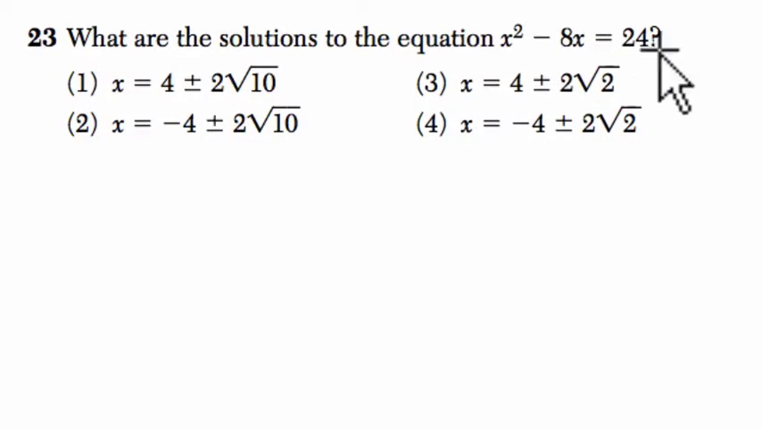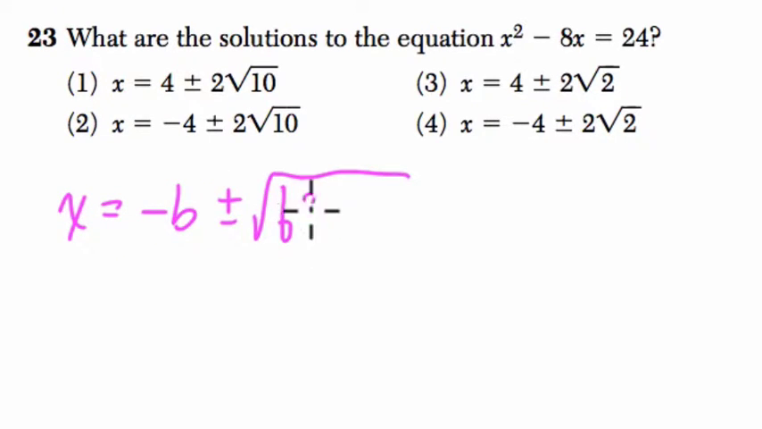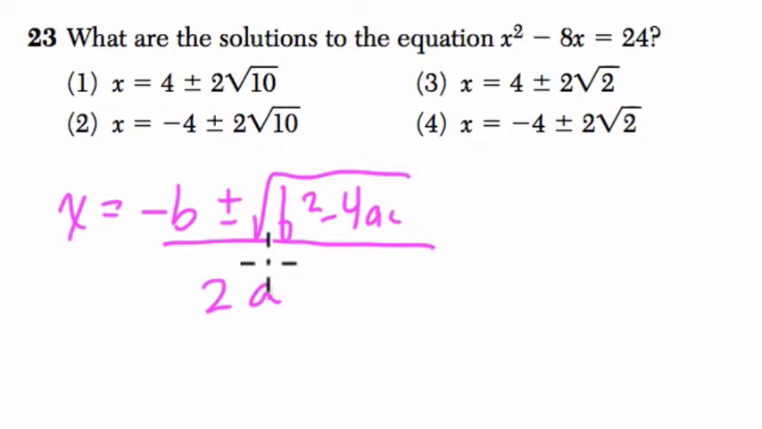So they want to know what the solutions to this equation are, and I feel like the fastest way to solve it is to use the quadratic equation. Remember what that is. It says that x is equal to negative b plus or minus the square root of b squared minus 4ac over 2a. It's an equation you're given on the exam. Don't need to memorize it, but you do have to turn this into the correct form.